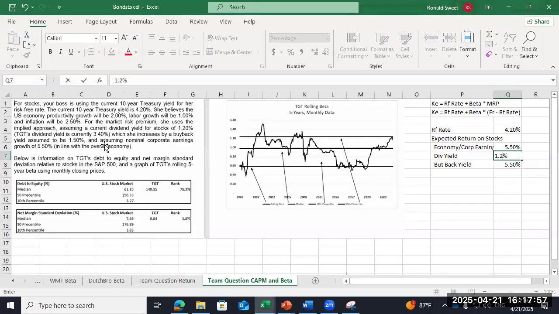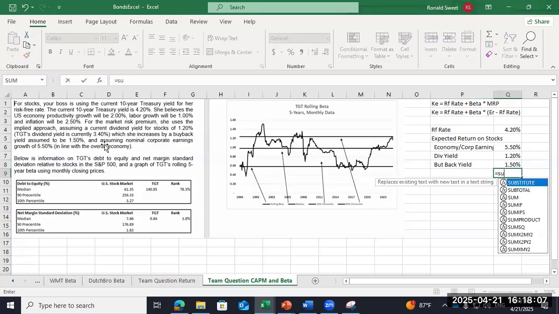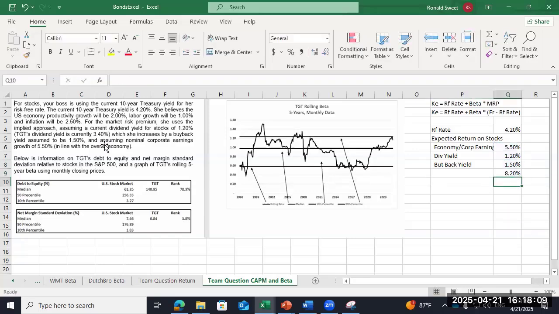So the dividend yield for stocks is 1.2%. The buyback yield for the stock market is 1.5%. You can use that 1.5% in your paper 3 if you like. So that gives you the expected return on stocks of 8.2%. So your market risk premium is what? 8.2 minus 4.2. Did y'all get 4%? Anybody? Looks right. All right, good.